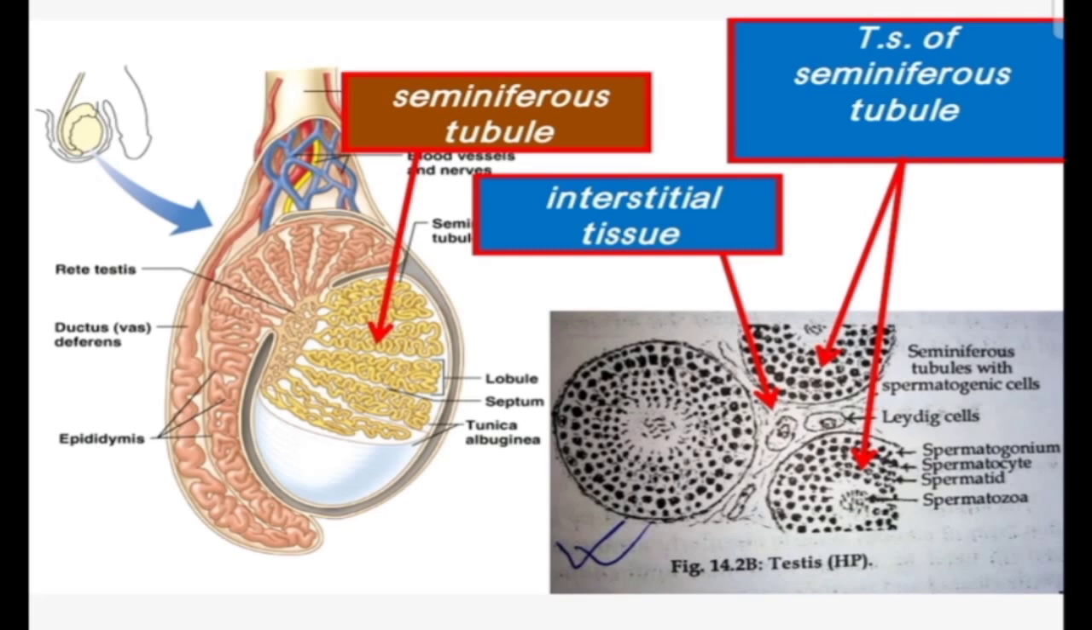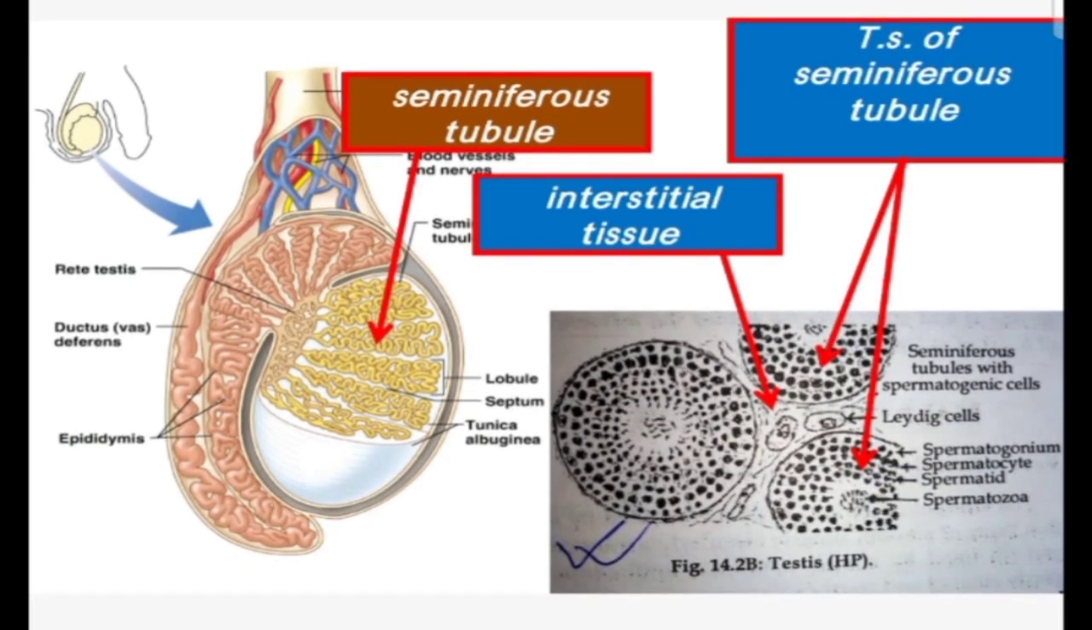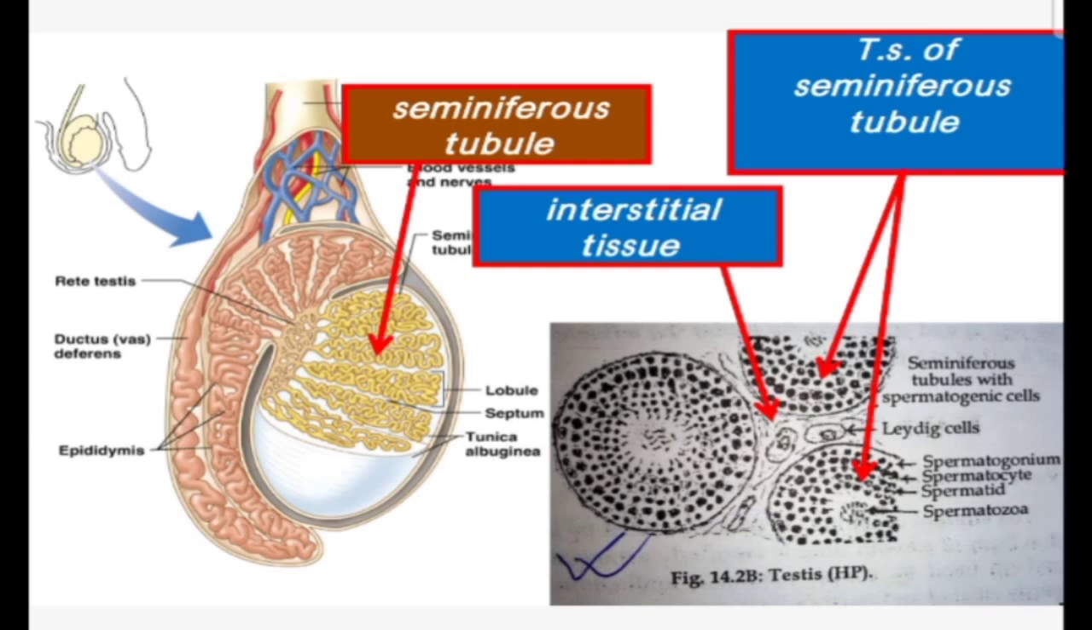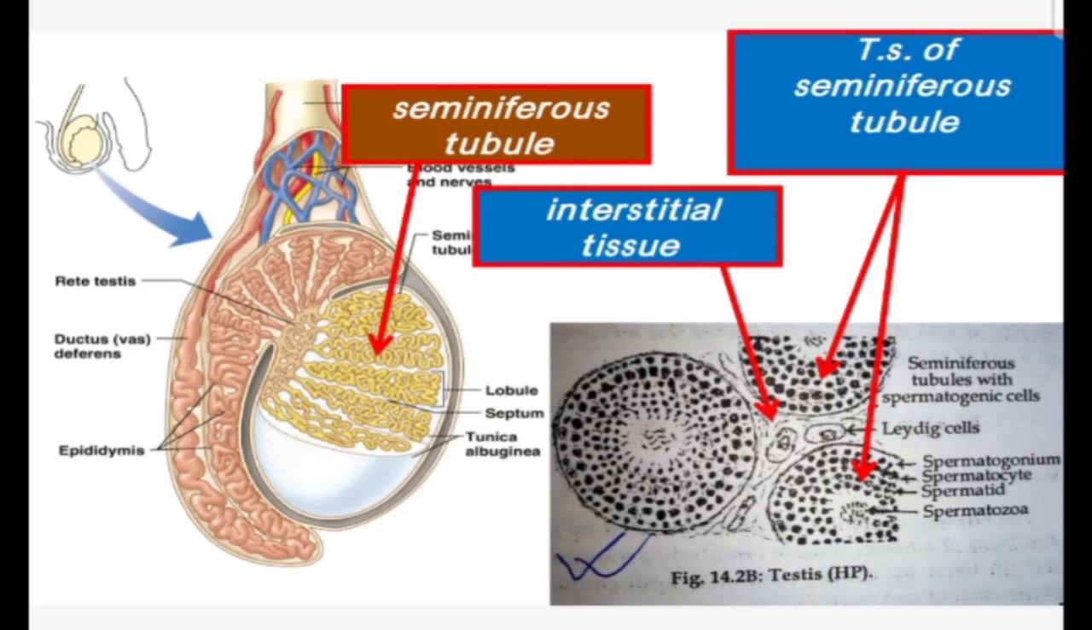This is the transverse section of the seminiferous tubule. You can see, in a cut section, the sections of the seminiferous tubules, 1, 2, 3, and here lies the interstitial tissue. In the interstitial tissue you can see clusters or groups of polyhedral cells, and these cells are the Leydig cells. Interstitial cells of Leydig secrete testosterone. This is the endocrine portion of the testes.